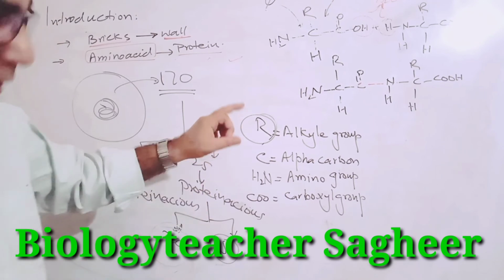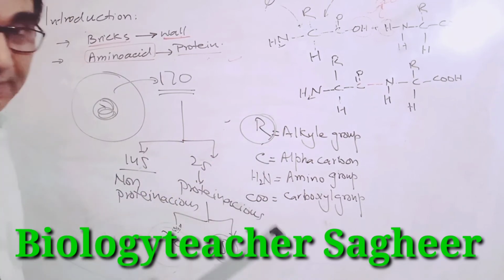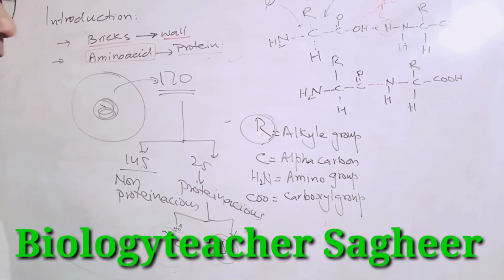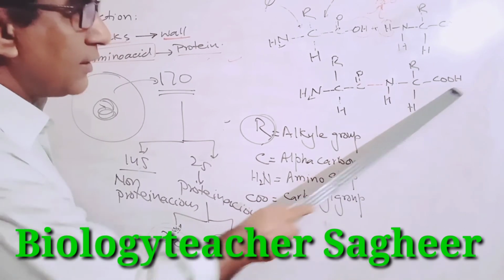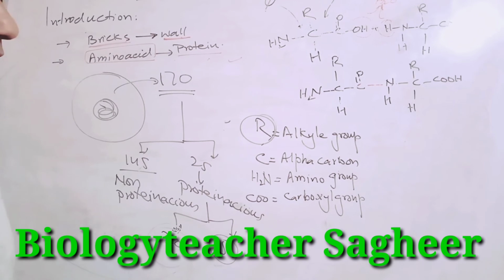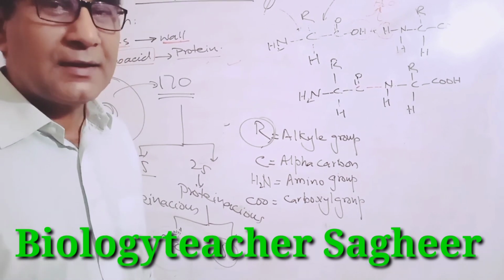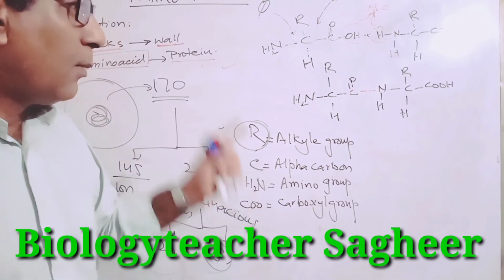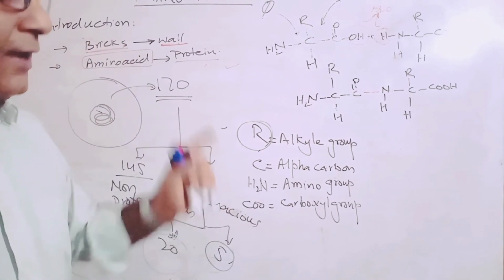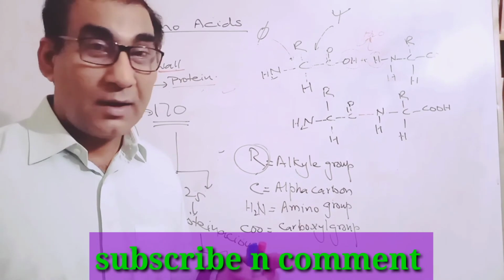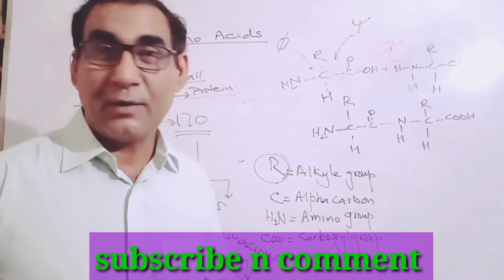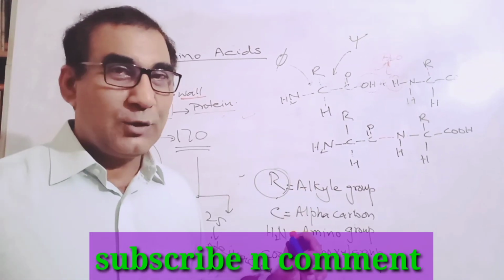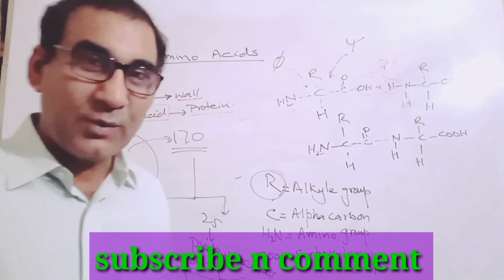Now, one thing. All the peptides and proteins have one end which has the amino group, and the other end is formed of the carboxyl group. But ladies and gentlemen, in the next lecture I will tell you that there are certain peptides in which there is no N-terminal, no amino group at the N-terminal. I will tell you in the next lecture, inshallah ta'ala. Thank you very much.